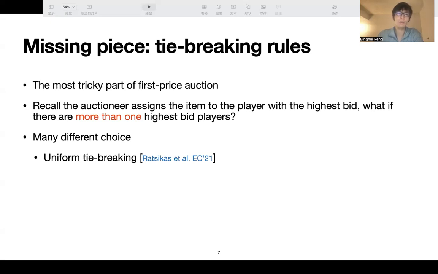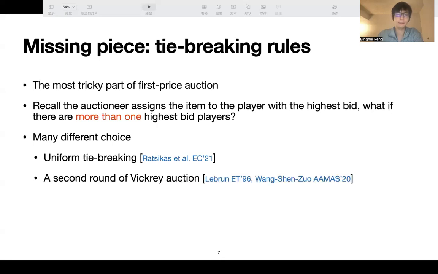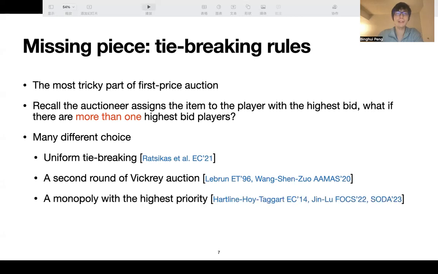For example, people consider the uniform tie-breaking rule, where the good is allocated uniformly to the players. You can also consider running a second round of a liquid auction. That's to say, essentially the good is allocated to the player with the highest bid and also the highest value. Other choices also include setting up a monopoly that always wins if she is in the tie. And people also consider assigning a lexical order to the players. And for players in the tie, the atom is allocated to the one with the highest lexical order.